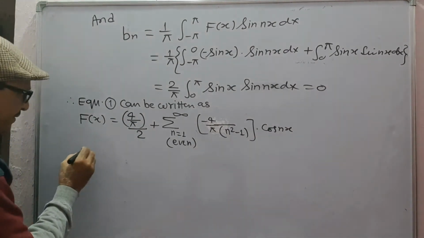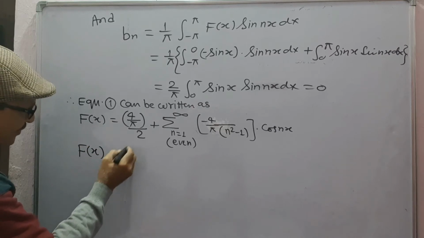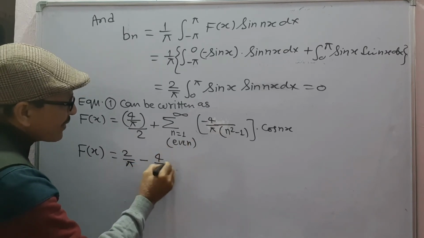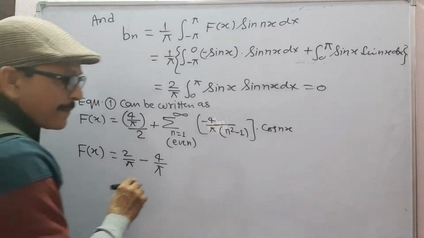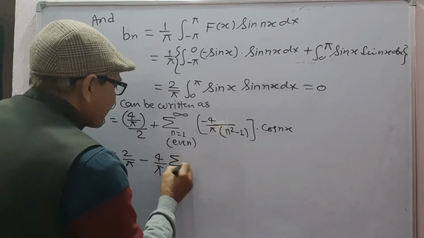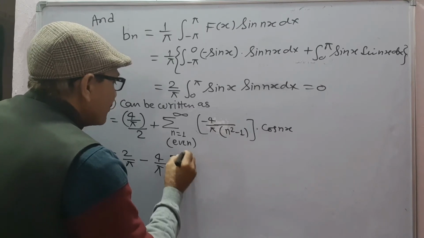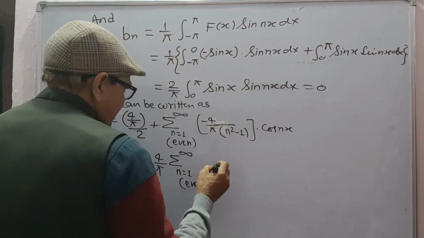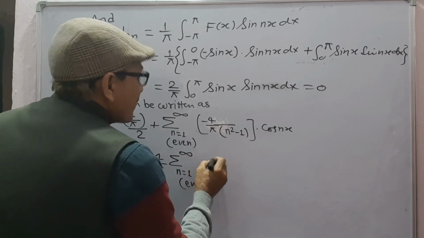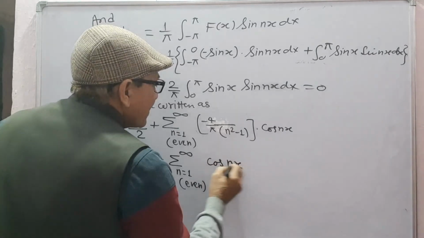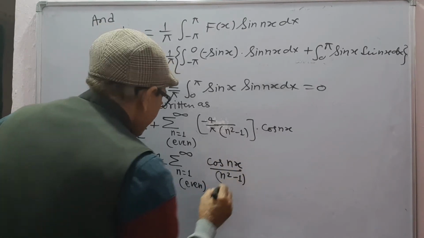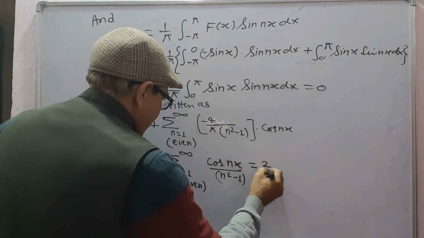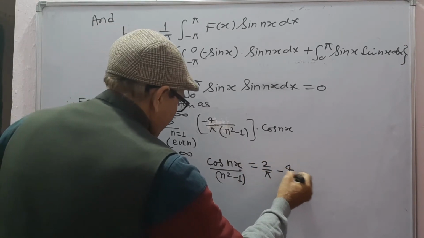So f(x) will be equal to 2 upon pi minus 4 upon pi, summation n is equal to 1 to infinity, even n, cos nx upon n square minus 1, which can be written as 2 upon pi minus 4 upon pi.